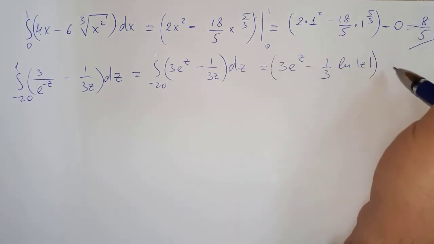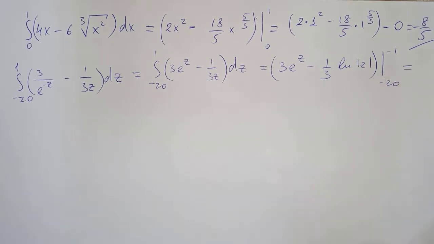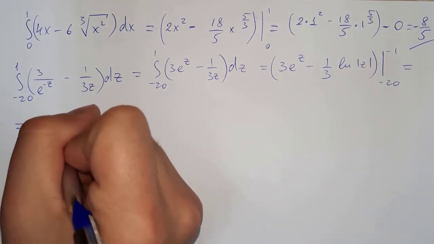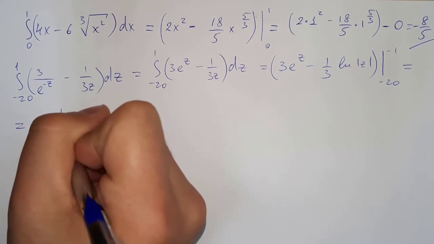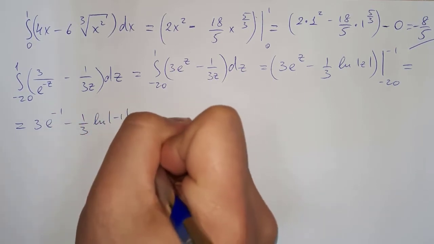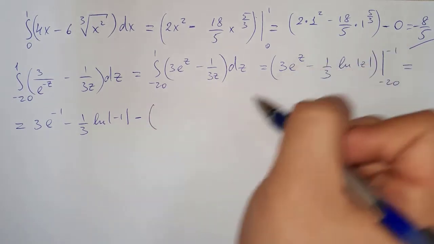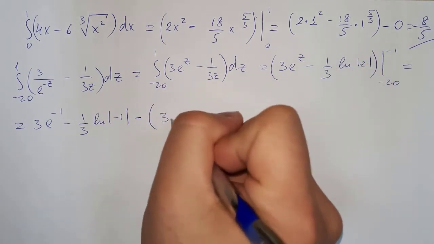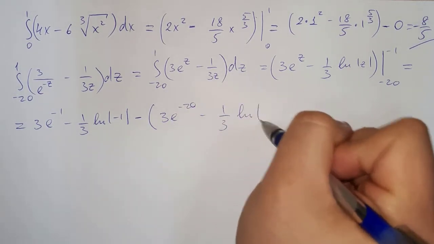So now we have minus 20 and minus 1 as limits. It will be putting minus 1 firstly: 3e to the power of minus 1, minus 1 over 3 natural logarithm of minus 1, and minus the next one. So we need to put minus 20: 3e to the power of minus 20, minus 1 over 3 natural logarithm of minus 20.